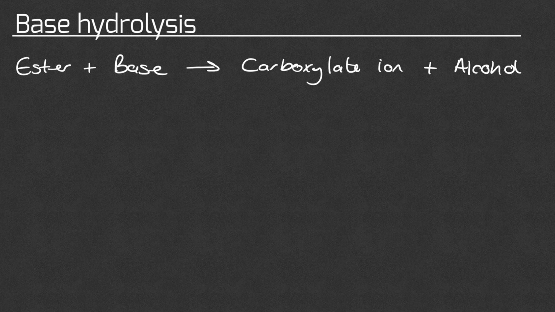Base hydrolysis splits the ester up into a carboxylate ion, which we'll look at in a second, and into the alcohol.